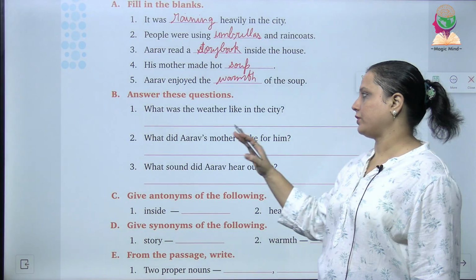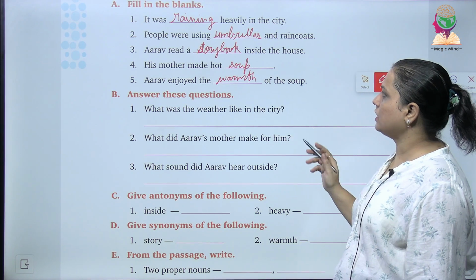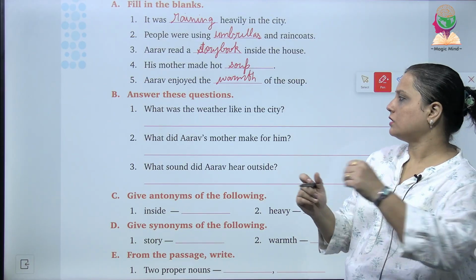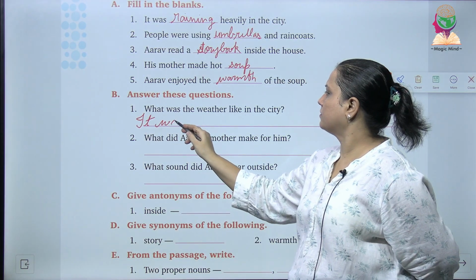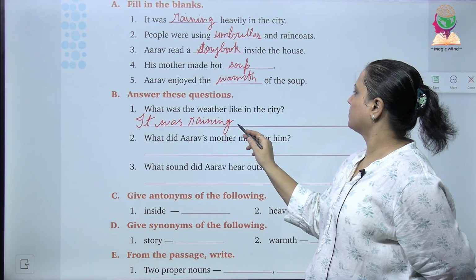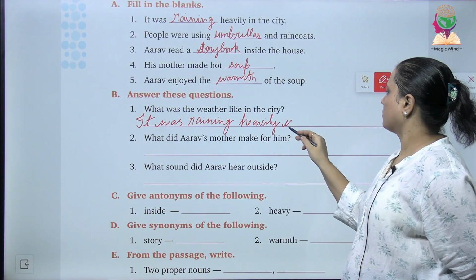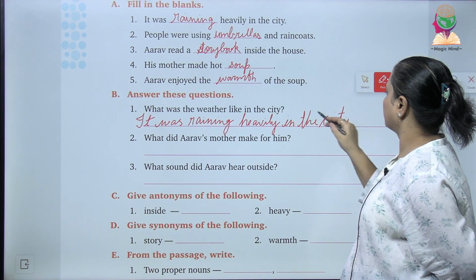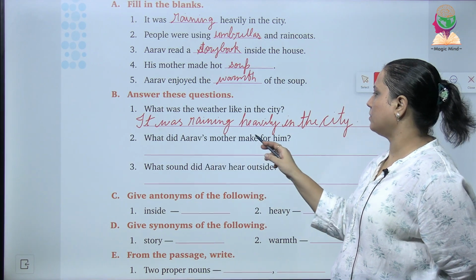Now let's begin with question number B. Answer these questions. What was the weather like in the city? Now you will mention here, it was raining heavily in the city. Then a full stop.